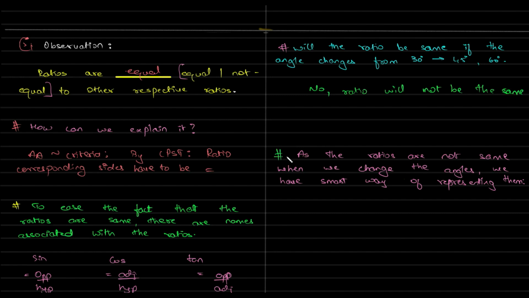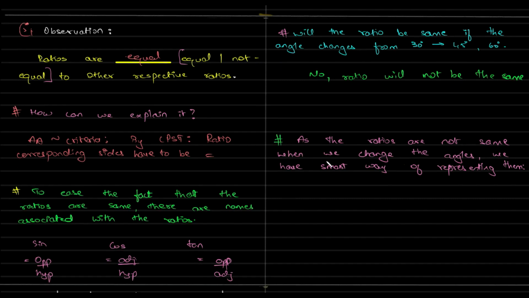Now, a small note: as the ratios are not the same when we change the angle, we have a smarter way of representing them. Tan of 30 was approximately 0.57, but tan when it is 45 degrees is 1. So how do you represent it? This way.